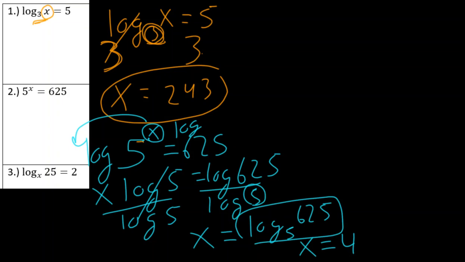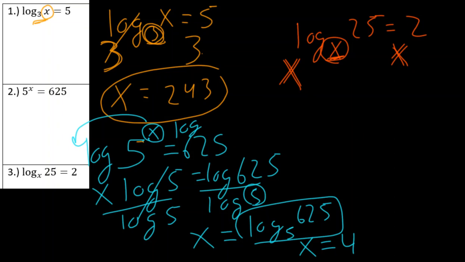Now, let me go ahead and switch to an entirely different color, and let's look at our third example. Here we have log base x of 25 is equal to 2. And look, a lot of people look at this and think that it's very confusing, but it's really not. All we're saying is, instead of having a number, our base is x, and so we still just base x to both sides. Whatever number we see here, we do the base of that to both sides.